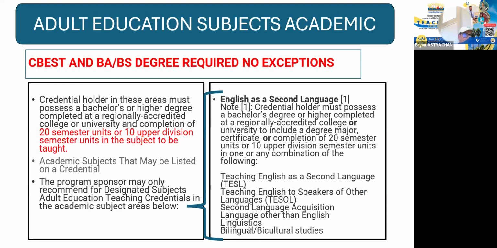And this one is also very interesting. We're just talking about adult ed now. These adult ed subjects are academic, and on the top you'll see it says CBEST and BA degree are required, no exceptions. Well, we'll get into it. The state of California has been waiving the CBEST test up until, I believe, June 30th or July. It continues to be waived. But as of right now, we're going to just go forward with this.